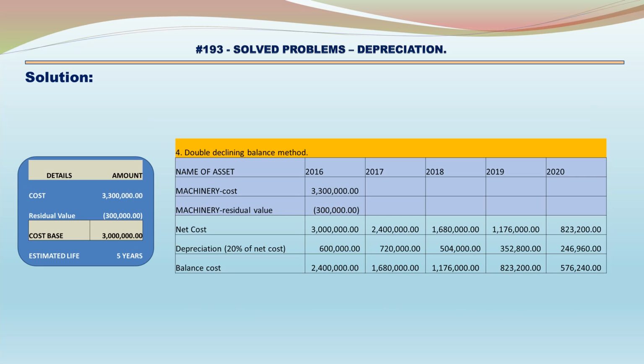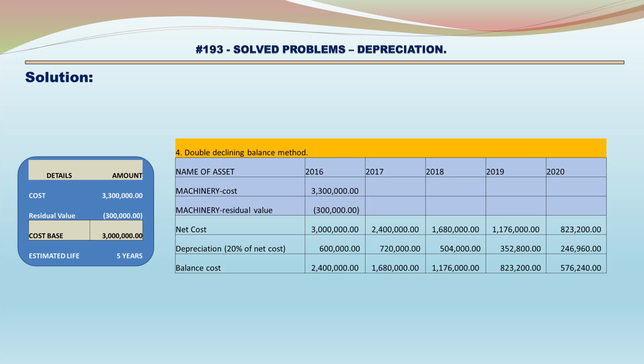4. Double declining balance method. Name of asset 2016, 2017, 2018, 2019 and 2020. Machinery cost 3.3 million. Machinery residual value 300,000. Net cost 3 million. Depreciation at 20% on net cost 600,000. Balance cost 2.4 million. 2017 beginning balance 2.4 million. Depreciation at 20% on the net 2.4 million is 720,000. Balance cost 1,680,000. 2018 beginning balance 1,680,000. Depreciation at 20% of 1,680,000 is equal to 504,000.